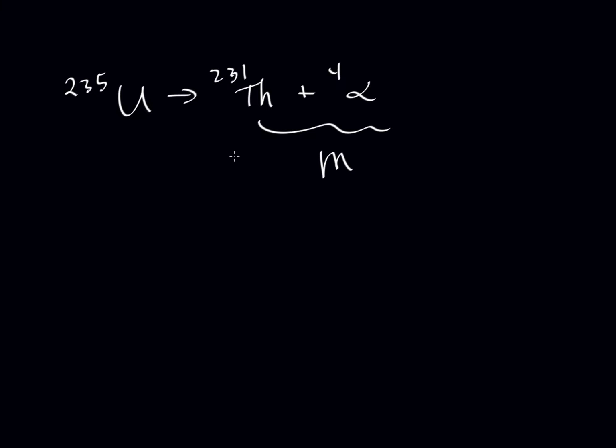Let's take a look at another example. Let's take a look at uranium-235. Let's say it were to decay into thorium-231 plus an alpha particle. Again, the atomic mass units look balanced. 235 is the sum of 231 plus 4. But again, the masses of these fellows here is less than the mass of the starting material, uranium-235, and so we would get, again, some energy as output.